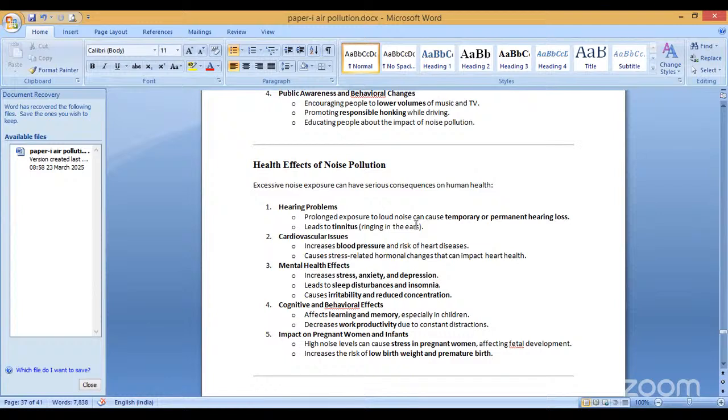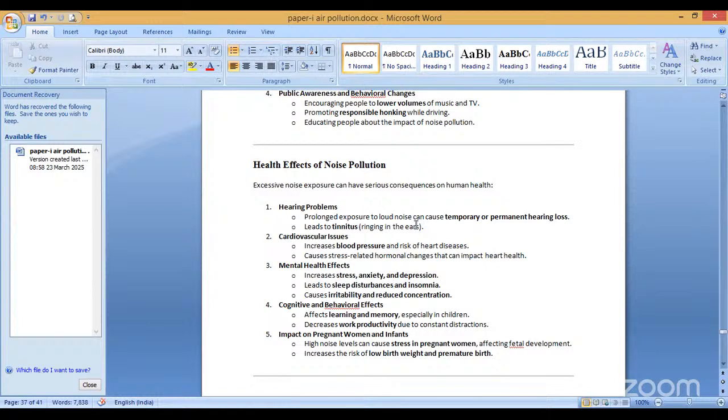Noise pollution. Then coming to the next one, the health effects of noise pollution. The hearing problems. Prolonged exposure to loud noise can cause temporary or permanent hearing loss. It leads to tinnitus, which means ringing in the ear.